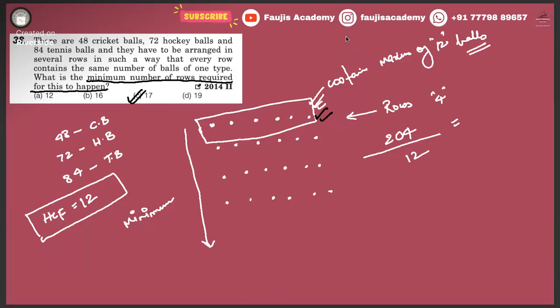Anybody who did not get it? Varshini, can you please help your friend Preeti here?